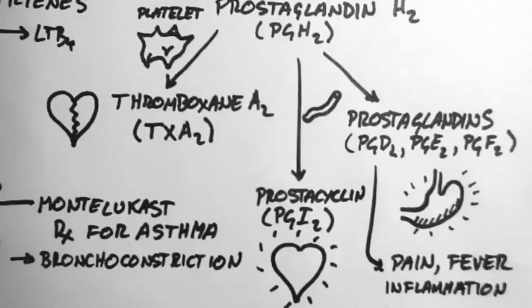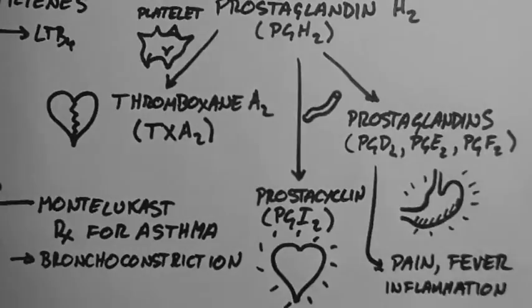The major side effect from using NSAIDs are gastrointestinal upsets, particularly gastritis and gastric ulcers. This is because the protective effect of the prostaglandins on the stomach has been removed by inhibiting cyclooxygenase. And that's an overview of arachidonic acid and the eicosanoids.